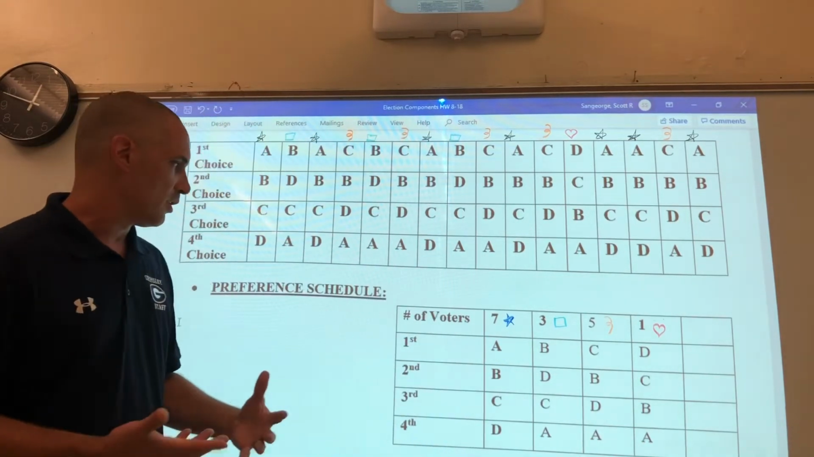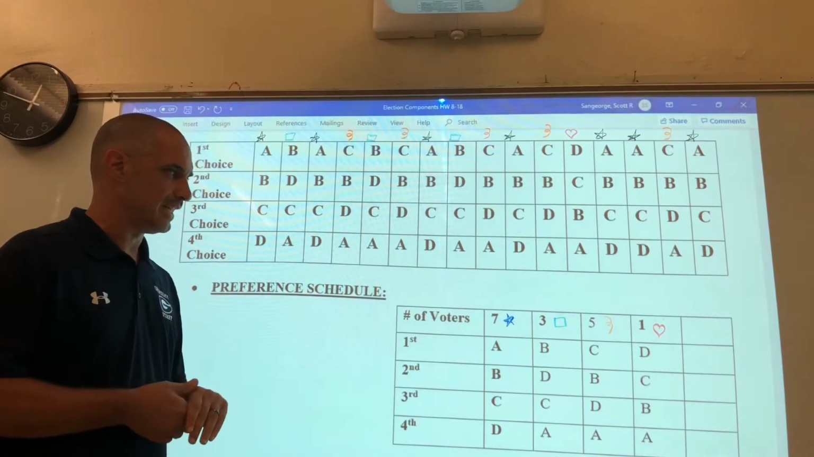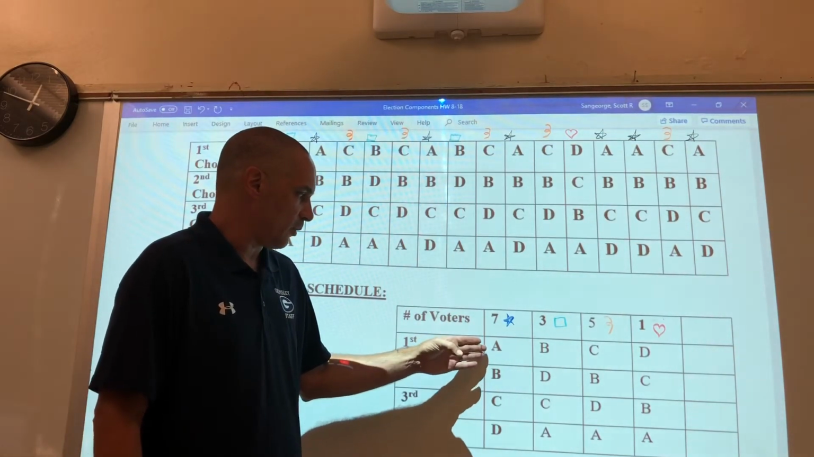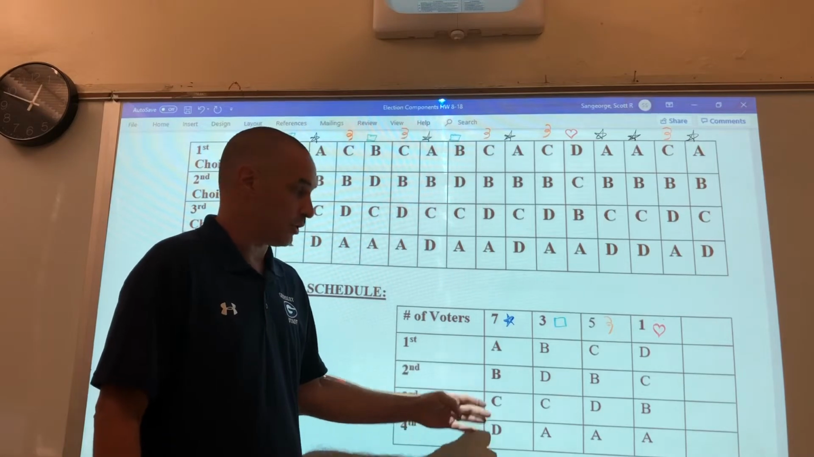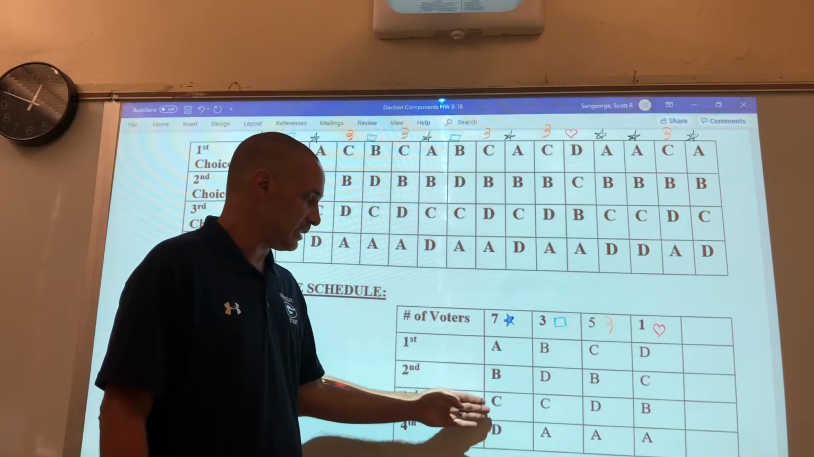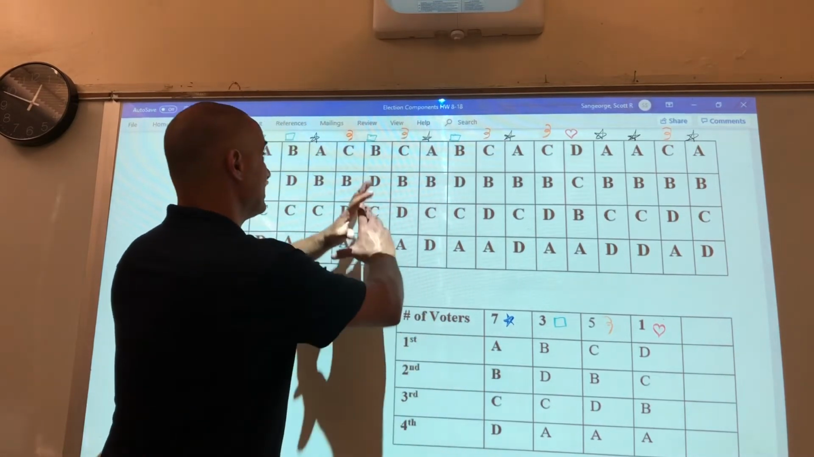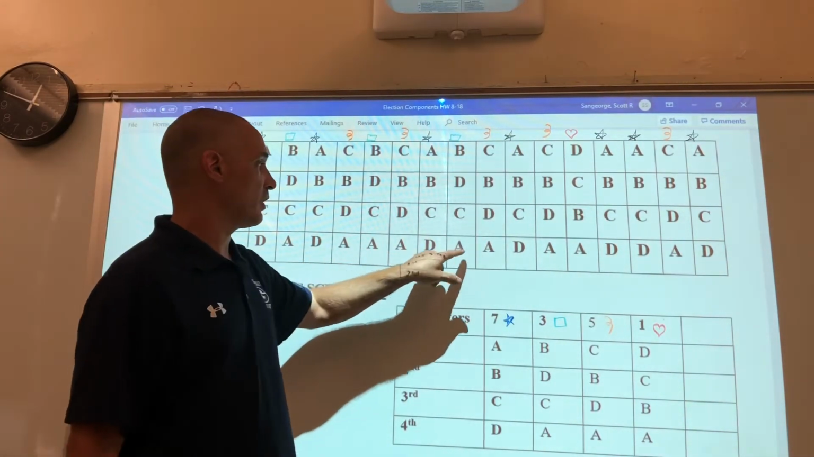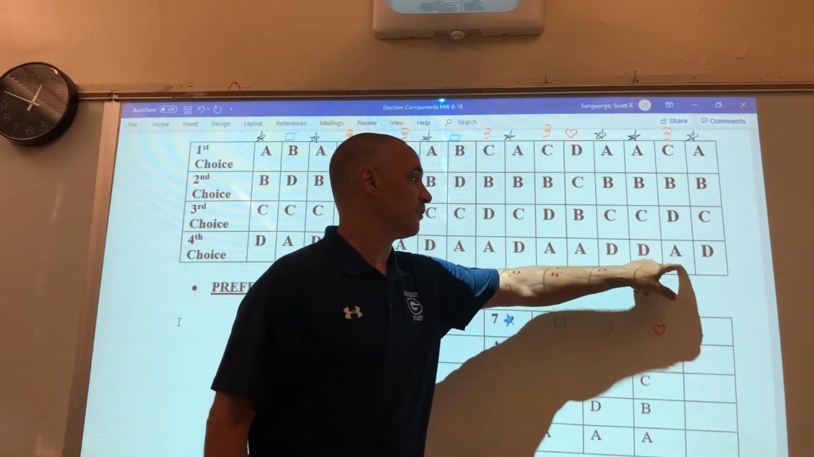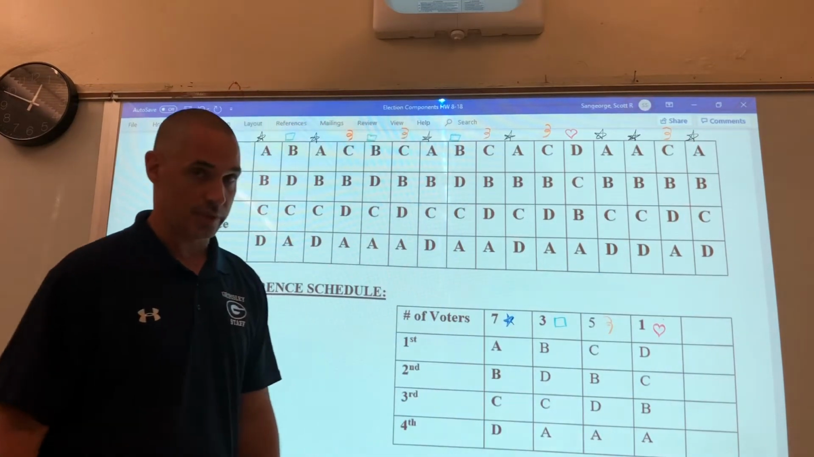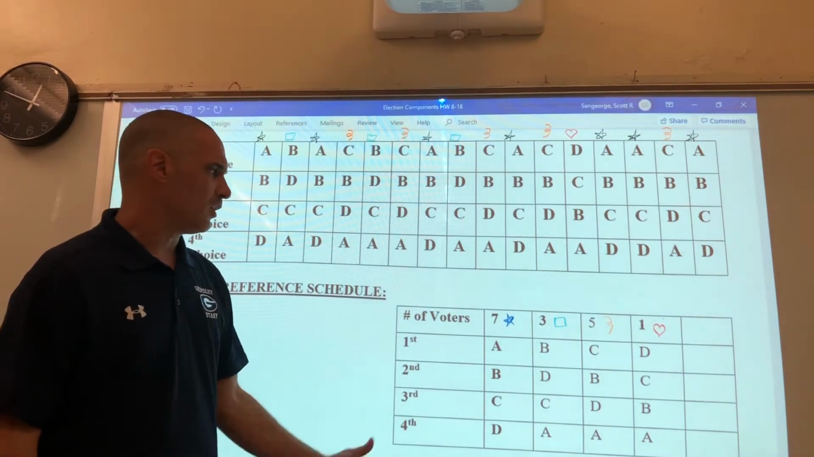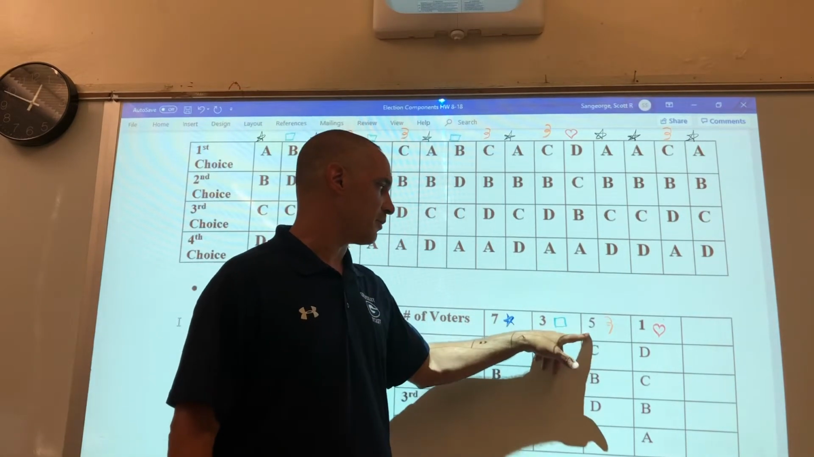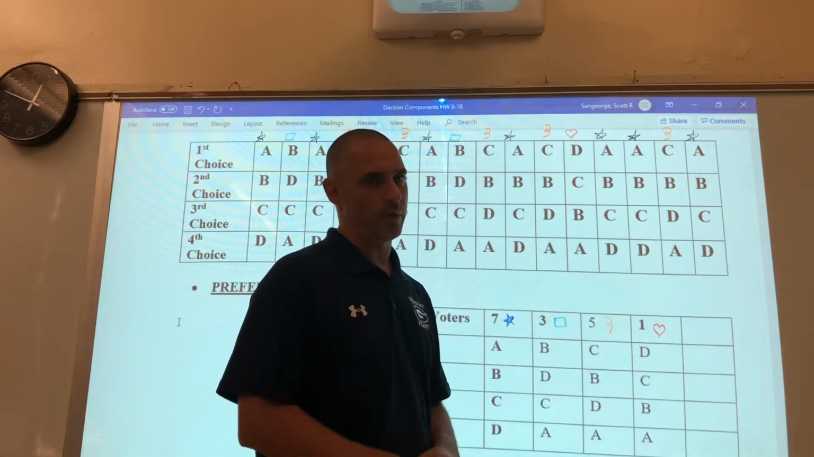This is called the preference schedule. It shows how many times a ballot that read A, B, C, D happened. The A, B, C, D ballot happened 7 times out of the 1, 2, 3, 4, 5, 6, 7, 8, 9, 10, 11, 12, 13, 14, 15, 16 ballots. So there are 16 ballots. Also, instead of counting all those ballots, I can count 7 plus 3 is 10, plus 5 is 15, plus 1 is 16. So I would know that there are 16 ballots.